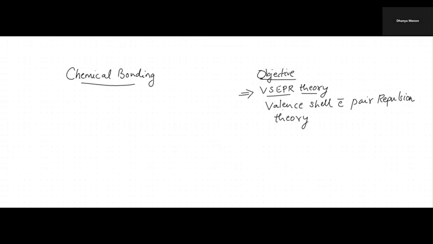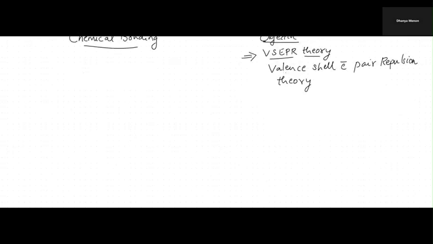We will also understand the difference between geometry and shape. Now consider the three molecules. Suppose it is methane, we have ammonia, water. Consider the three molecules. In the last video we learned about calculation of Z. Yes, if we calculate Z, we can understand the hybridization.